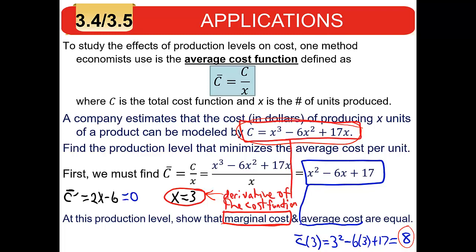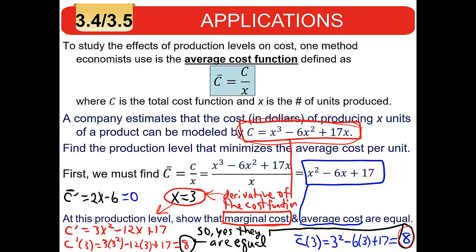So if you take the derivative of the cost function, you'll get 3x squared minus 12x plus 17. And they want us to plug 3 into that and see if we get the same thing. So if you plug 3 into the marginal cost function, yes, you do. You get 8 as well. So they are equal. So they just ask us if marginal cost and average cost are equal at the production level that we found in the previous question.